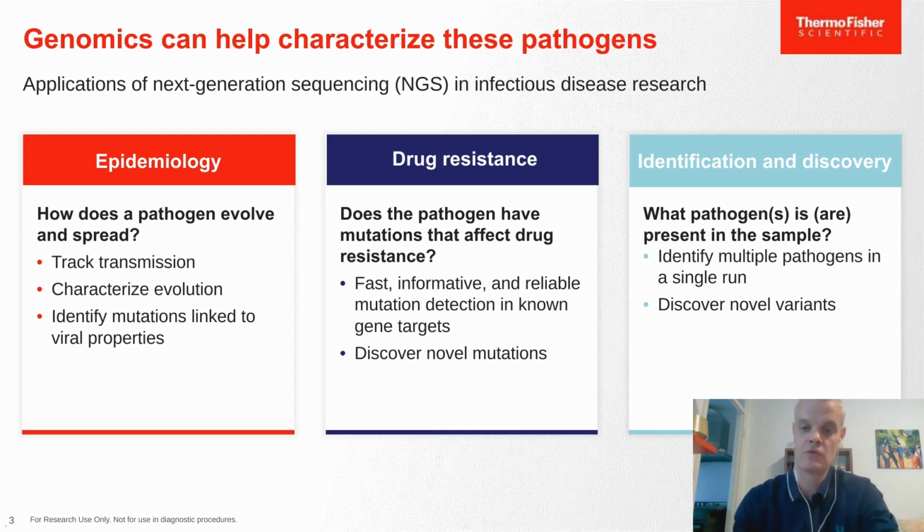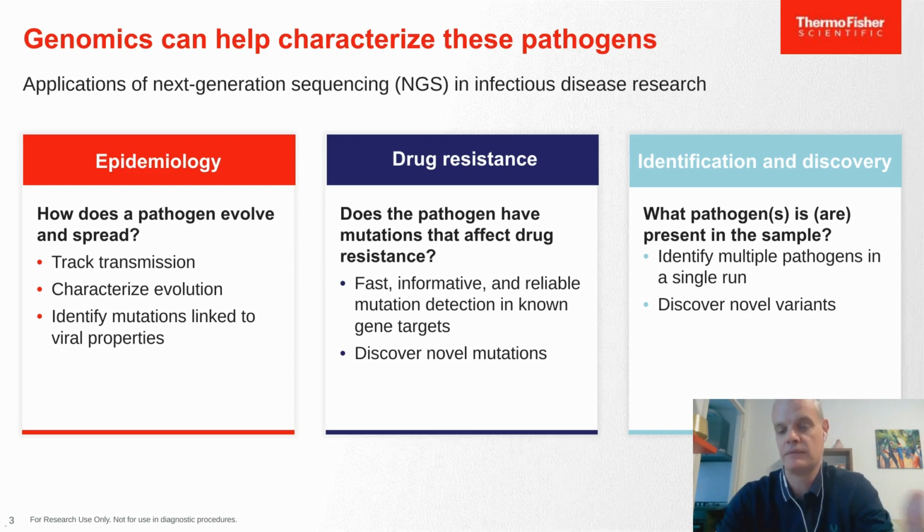As much as we can do drug resistance studies, where the question becomes, does the pathogen have mutations that affect drug resistance, or do they have drug-resistant genes? Are they acquiring or losing those genes? So having a fast, informative, reliable mutation detector in known gene targets in this case is the way to go. And again, NGS can provide us with that capability, especially for discovering novel mutations that can give us an advantage as well.